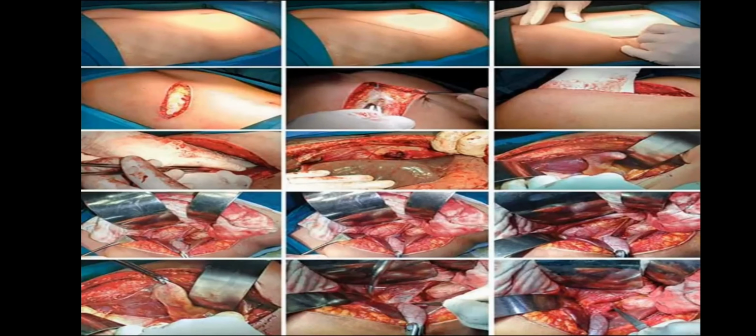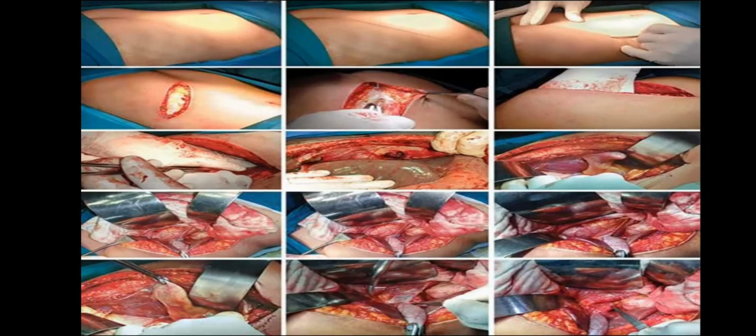There are two methods mentioned for open approach cholecystectomy: the duct first method and the fundus first method. The first one is the duct first method. Here the Calot's triangle is dissected, and we identify the cystic artery. Then ligation has to be done. Then the cystic duct is ligated.